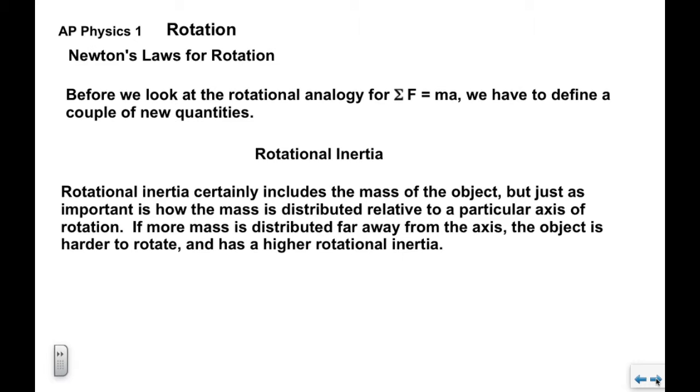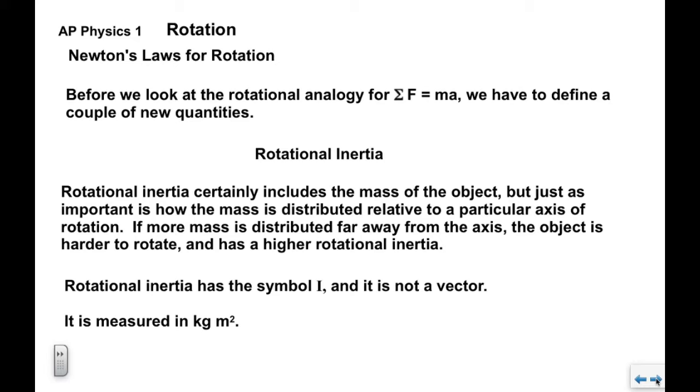It certainly will include the mass of the object, but just as important as the mass is how that mass is distributed relative to a particular axis of rotation. If more mass is distributed far away from the axis, the object is harder to rotate and therefore would have a higher rotational inertia.